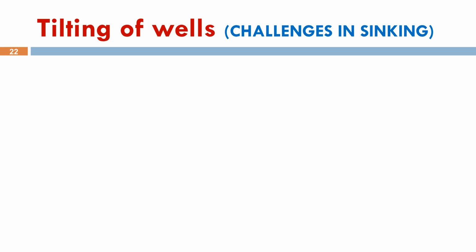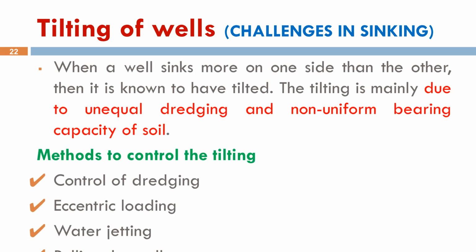To correct tilting, engineers may apply eccentric loading by placing additional weight on the higher side to promote uniform sinking. Other corrective measures include water jetting, pulling the well with cables, and pushing it using hydraulic jacks. Continuous monitoring during sinking is essential, as small tilts are much easier to correct than large ones.